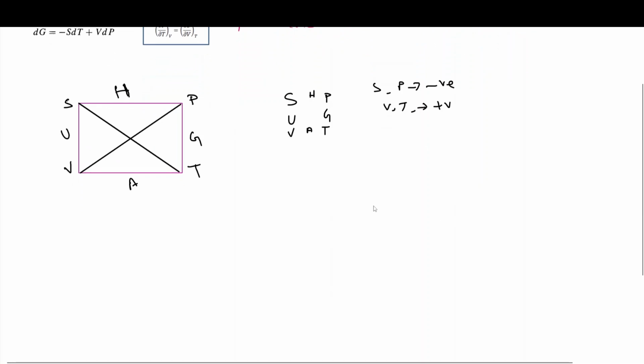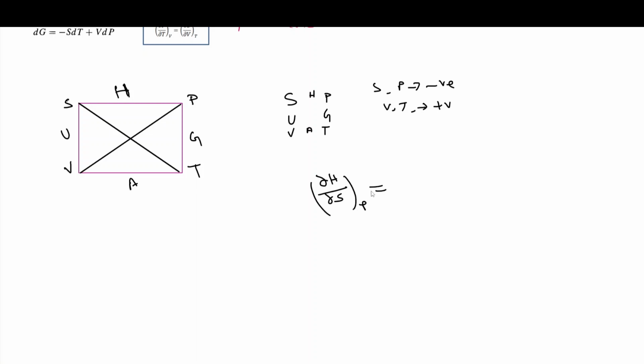So here we can see that the enthalpy is a function of S and P. So we can write del H by del S at constant P. Keeping one variable constant, we get the value which is directly opposite to this S, that means T. Similarly, we get del H by del P at constant S; the value will be opposite of P, that is V.